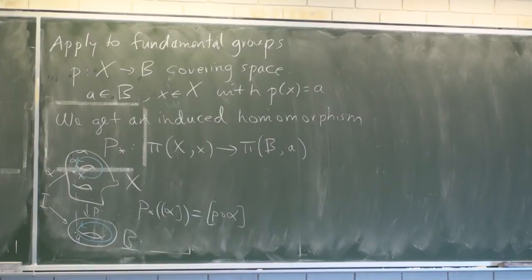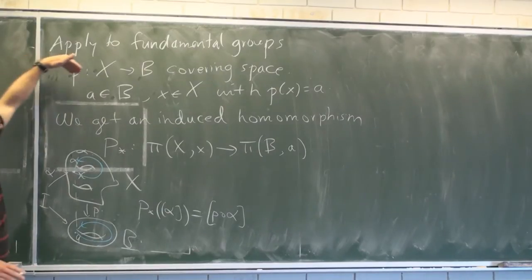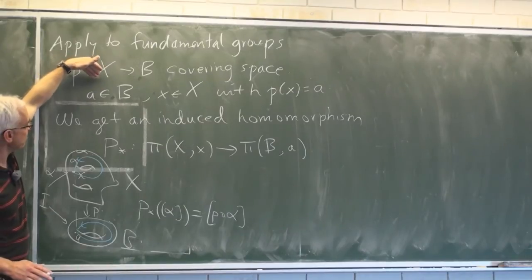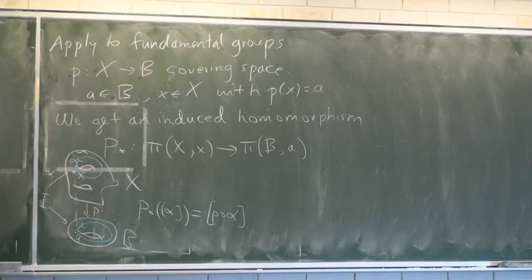And this is a homomorphism of groups. That happens whenever we have a continuous mapping from one space to another. We get a homomorphism of the fundamental groups. That happens whether it's a covering space or not. But in this covering space situation, something extra, something special happens with this map.